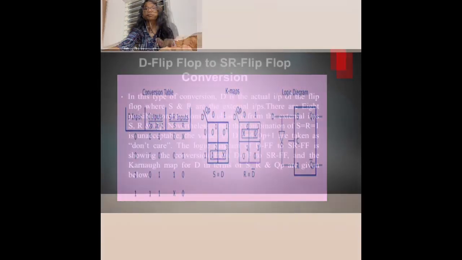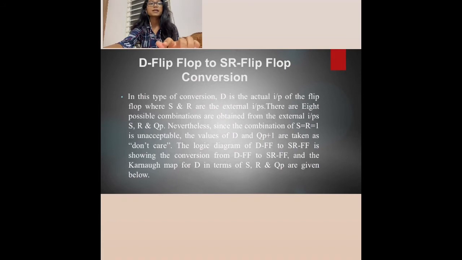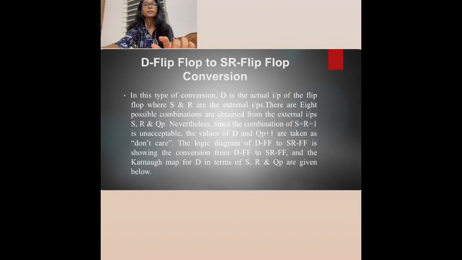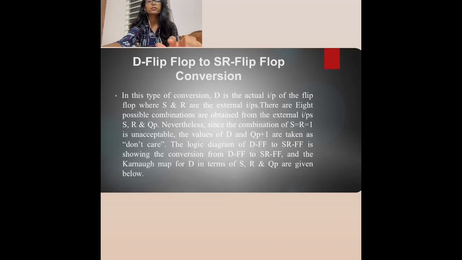We then draw a logic diagram. D flip-flop to SR flip-flop conversion. In this type of conversion, D is the actual input of the flip-flop, where S and R are the external inputs. There are 8 possible combinations of the external inputs S, R and QP. Nevertheless, since the combination S equal to R equal to 1 is unacceptable, the values of D and QP plus 1 are taken as don't care. The logic diagram of the D flip-flop to SR flip-flop conversion is shown below, and the K-map for D in terms of S, R and QP is given below.